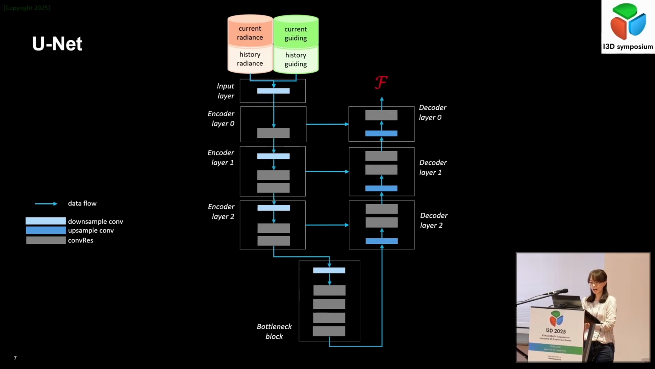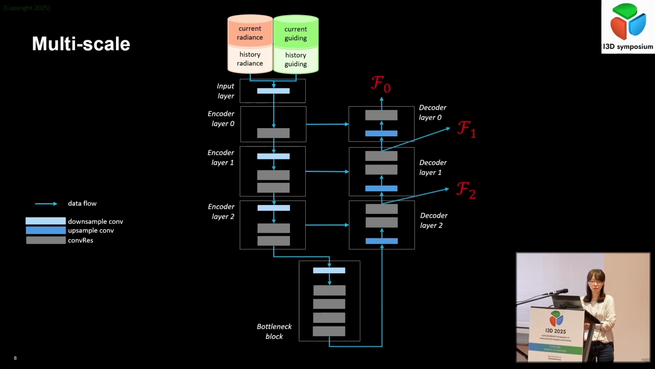And we also have skip connections from the encoder layers to the decoder layers to help preserve the contextual information that is actually lost during the downsampling operation in the encoder layers. And the last decoder layer outputs the feature map, here F.